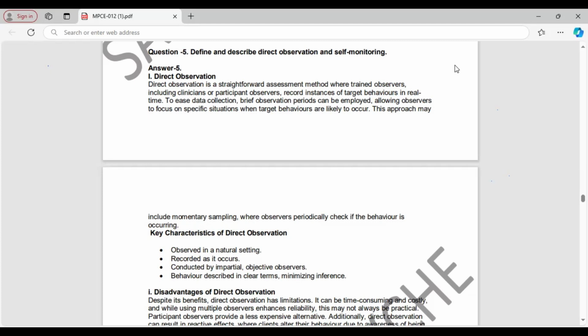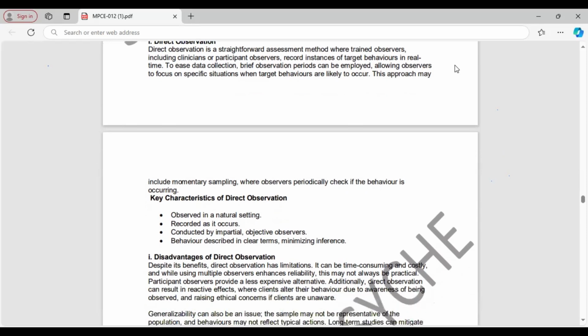Key characteristics of direct observation. They are conducted in natural settings. Behaviors are recorded as and when they happen, done by objective observers, and descriptions are clear and minimize inferences.